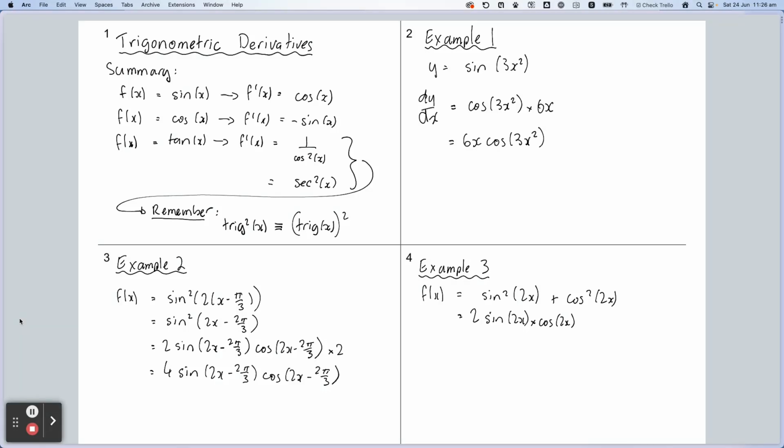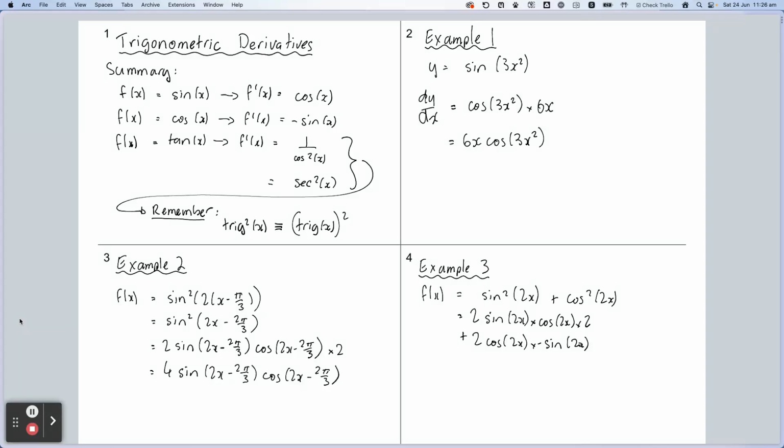And then the third layer in is the 2x, so that would be multiplied by 2. Okay, plus do the same thing with this. The outer layer is the square, so the 2 comes down, and we're left with cos of 2x. And then we've got the inside layer, which is cos of 2x, and that would be negative sine of 2x.